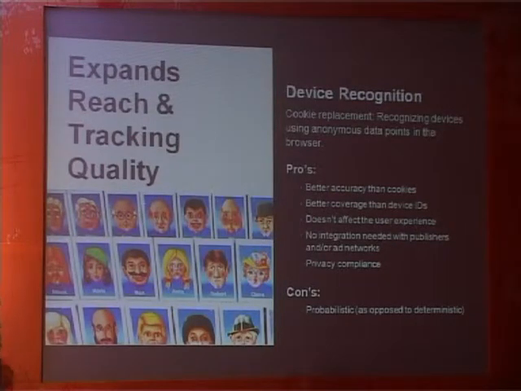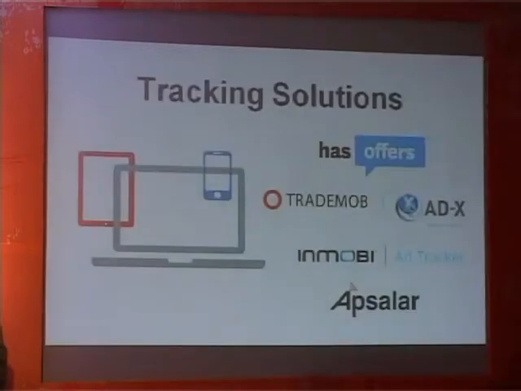We found that these technologies to track users or track conversions have better accuracies than cookie, better coverage than what we see with device IDs, because we can now track on mobile web, and it doesn't affect the user experience at all. Okay? And same as cookie, we can integrate with these technologies without having to reintegrate with every one of our publishers.